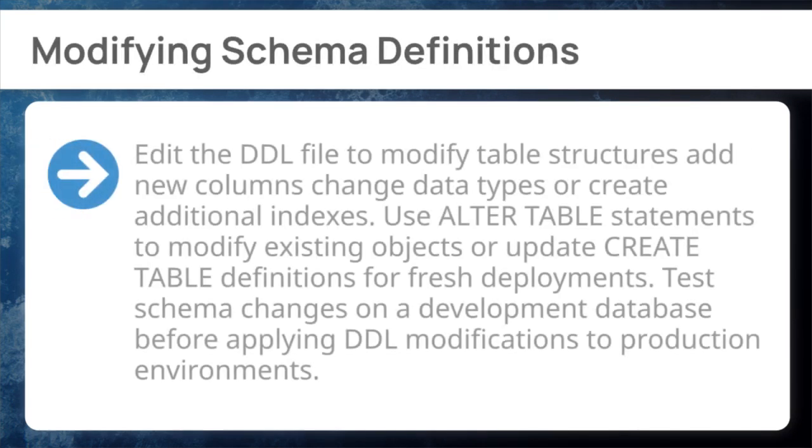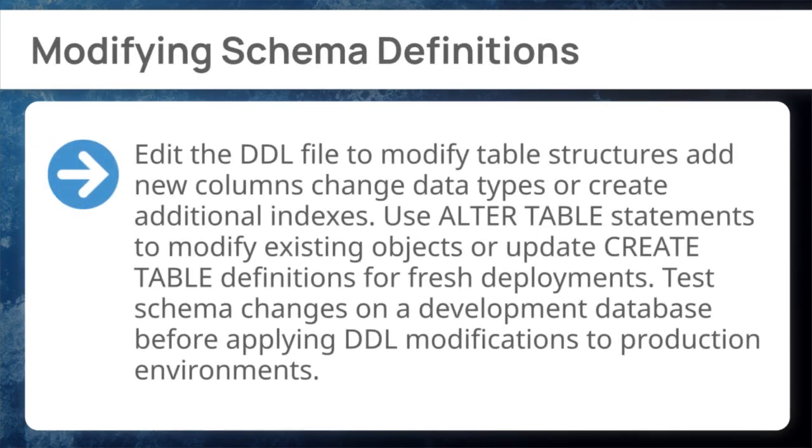Finally, modifying schema definitions. Edit the DDL file to modify table structures. Add new columns, change data types, or create additional indexes. Use alter table statements to modify existing objects or update create table definitions for fresh deployments. Test schema changes on a development database before applying DDL modifications to production environments.